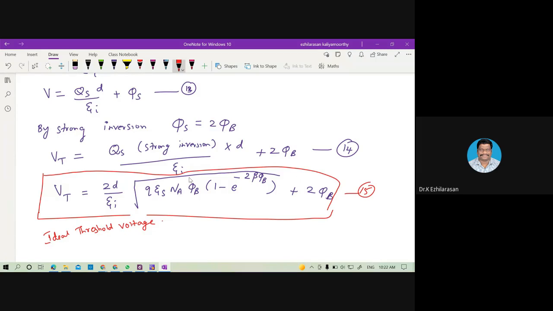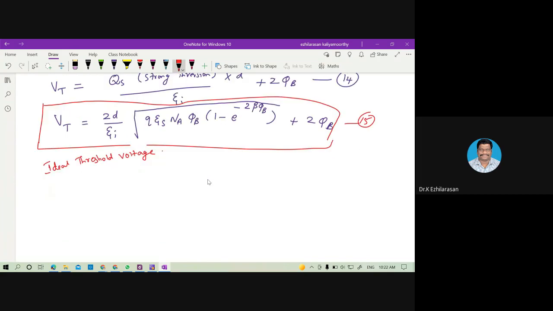We need to find out the ideal threshold voltage, then the modified threshold voltage. Earlier, in the beginning class, we said the work function difference is zero. But in a particular technique, the work function difference will never become zero, in the sense that some charges will be present in the insulator or at the insulator-semiconductor boundary.